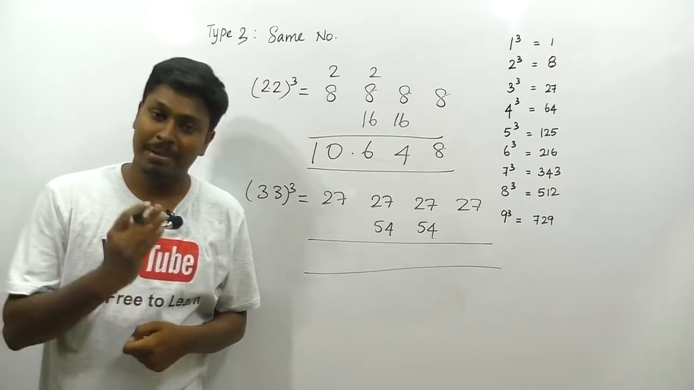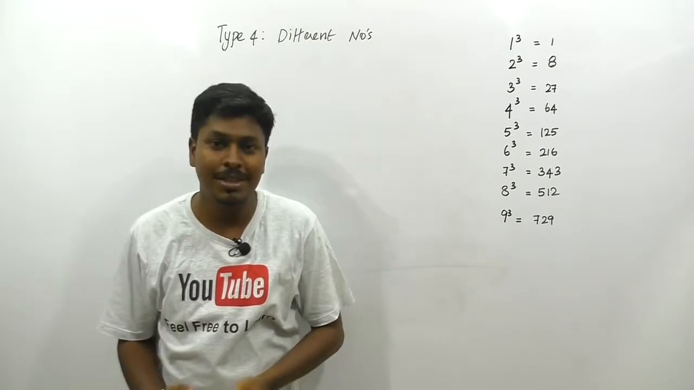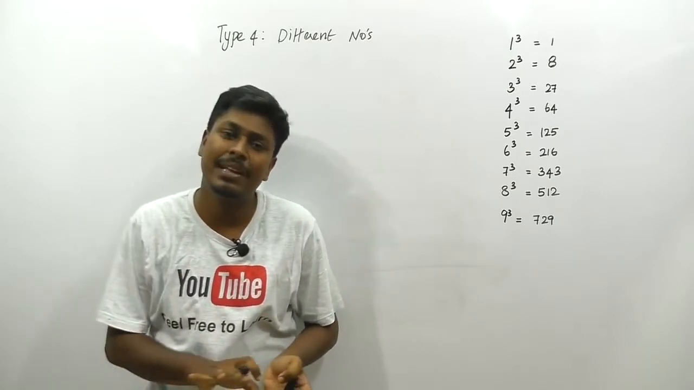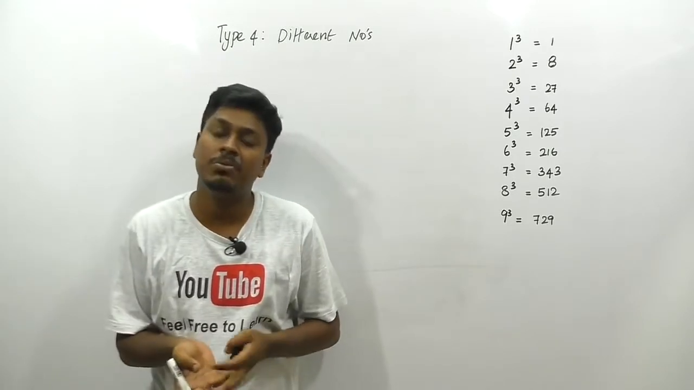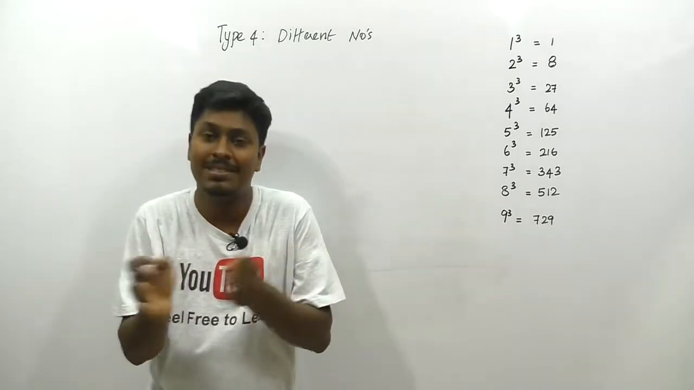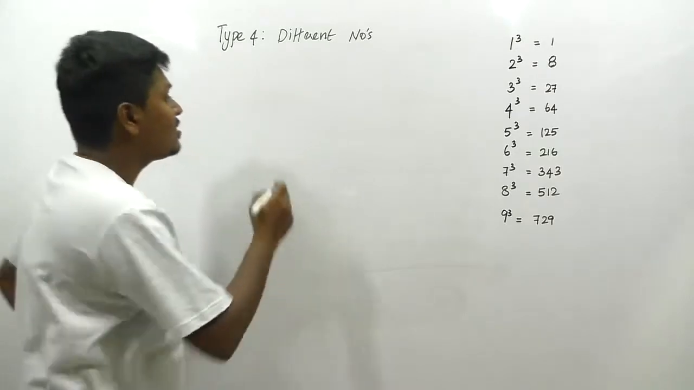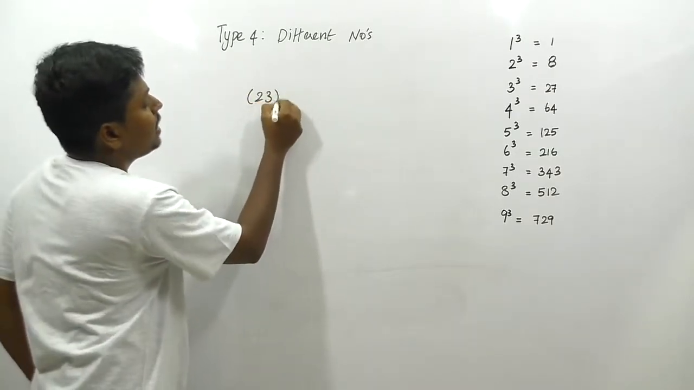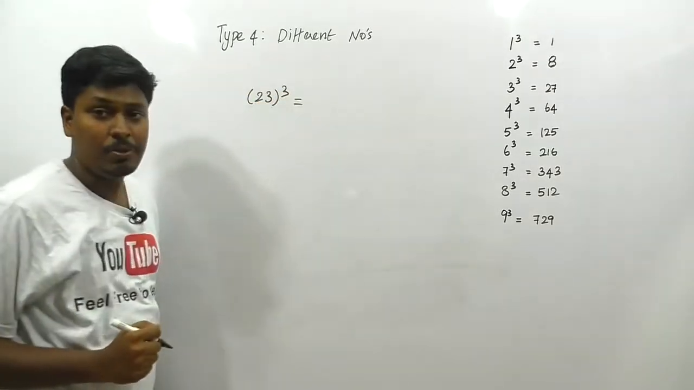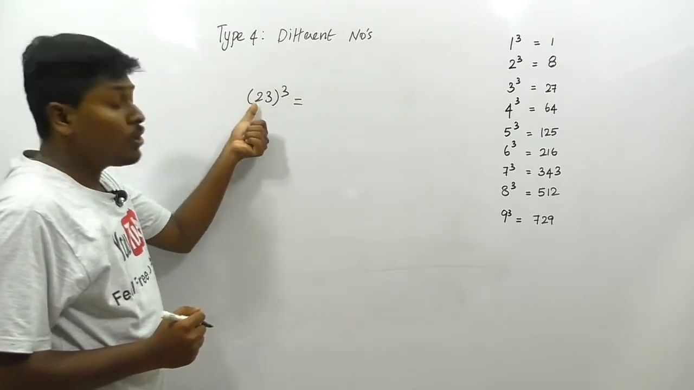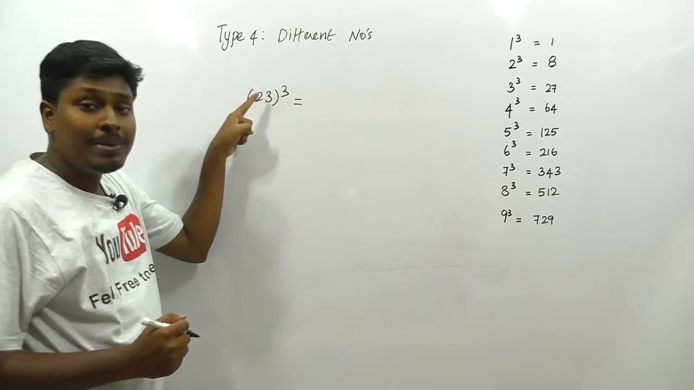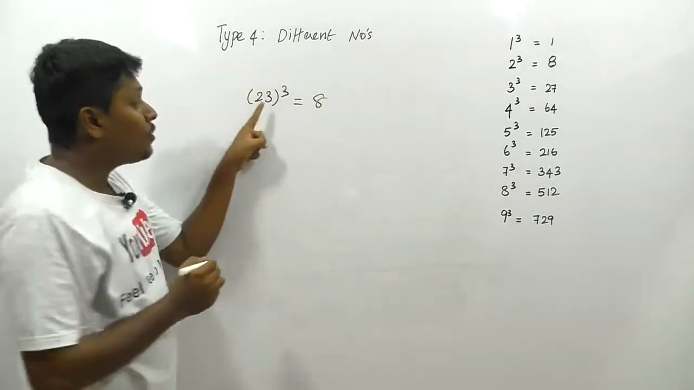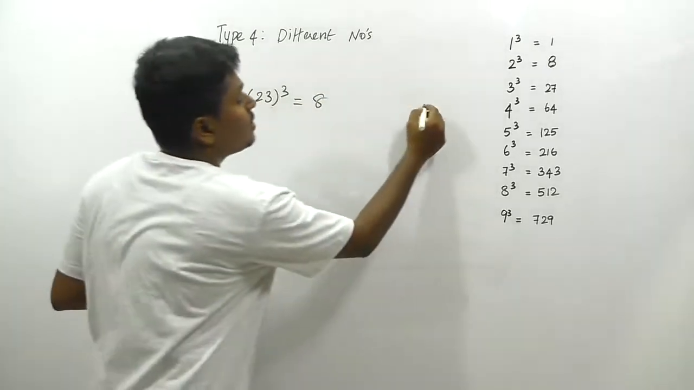Let me move on to type number 4. Type number 4 is different numbers. Different numbers, for example, 23 cube, 49 cube, or 53 cube. So whatever cube has two numbers which are different, right? Move on to the first number, which is 23 cube. First of all, keenly watch here. Cube the first number, 2 cube, that is 8. Cube the last number, 3 cube, that is 27.